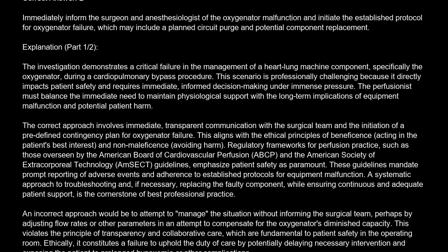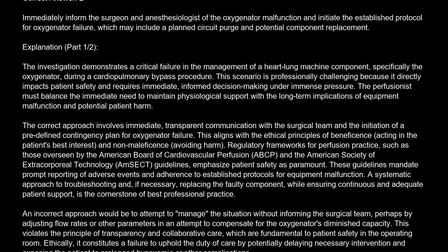Immediately inform the surgeon and anesthesiologist of the oxygenator malfunction and initiate the established protocol for oxygenator failure, which may include a planned circuit purge and potential component replacement. Explanation. The investigation demonstrates a critical failure in the management of a heart-lung machine component, specifically the oxygenator, during a cardiopulmonary bypass procedure. This scenario is professionally challenging because it directly impacts patient safety and requires immediate, informed decision-making under immense pressure.